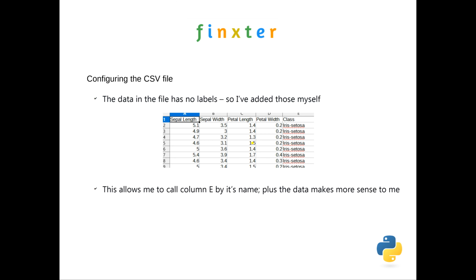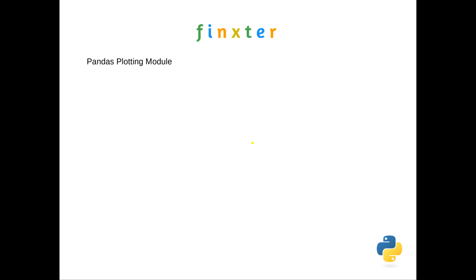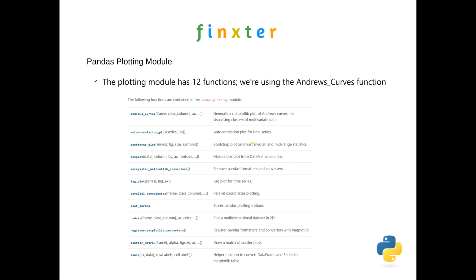But you don't have to do that. You can just leave these out if you wish. So the Pandas plotting module has 12 functions. As I said, we're using the Andrews curves function. And here is a screenshot of what's in the Pandas plotting module. The first one is the one we're looking at, but you can see all the others there.